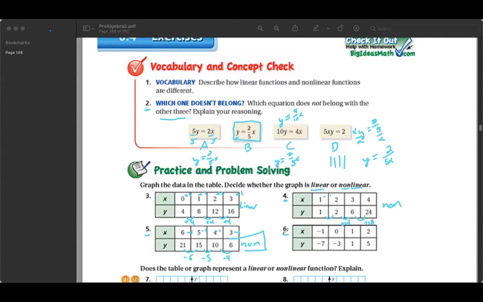Andy, do you want to do number 6? Sure. So it starts at -1, it goes up 0, and adds 4 for the y. Then it goes up 1 and adds 4 again. So it's a linear equation. Perfect. Yep. So we go up 4 every time on the y and 1 for our x's. So this one's linear. Great job.